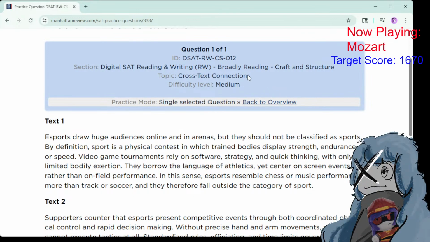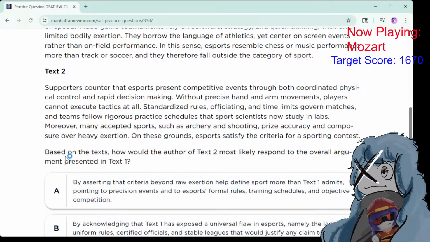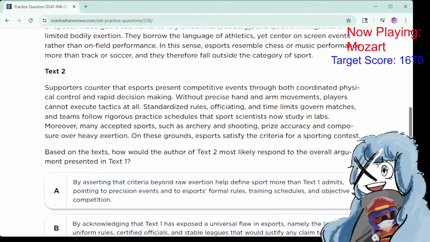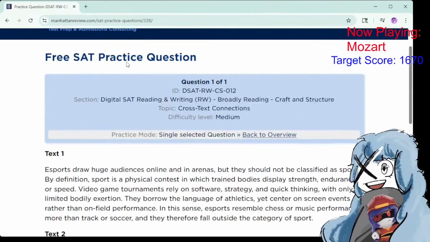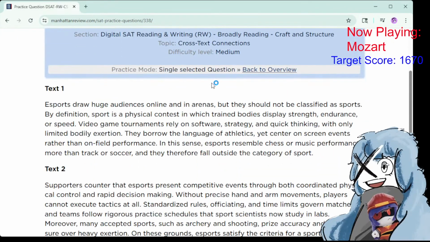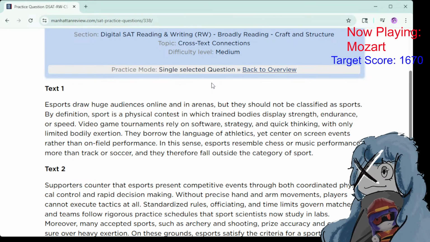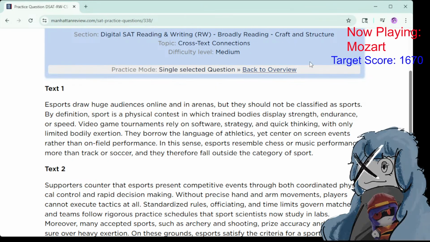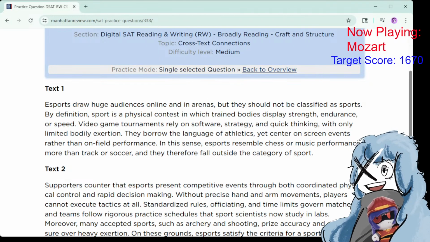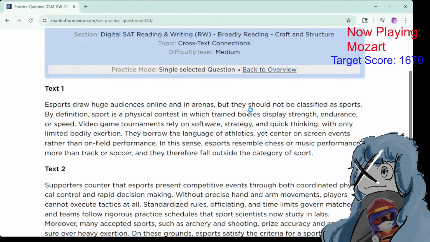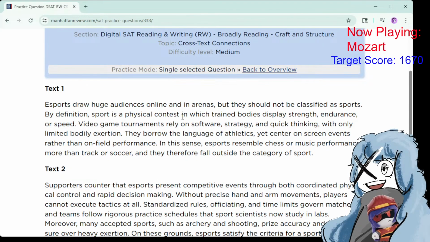Cross-text connections, medium. Oh, not again. Based on the text, how would the author of text 2 most likely respond to the overall argument presented in text 1? Let's see the context. Esports draw huge audiences online and in arenas, but the counter, so it's a negative against esports, is that they should not be classified as sports. Very debatable.